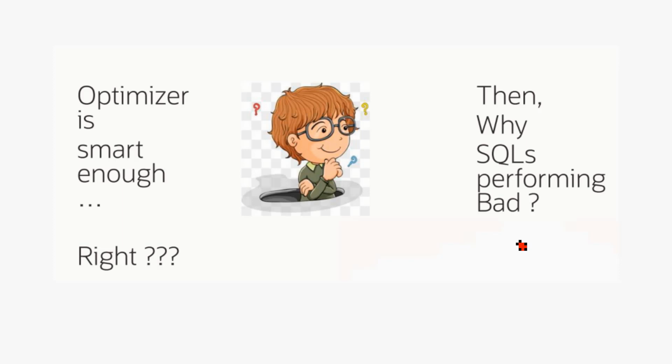Even though the optimizer is there, the optimizer has n number of parameters. It is transforming the queries, estimating the queries, and generating a number of plans. Among n number of plans, the best plan is selected on the basis of cost, selectivity, and cardinality. Then why does SQL used to perform badly? This is the most important thing which we will discuss now.